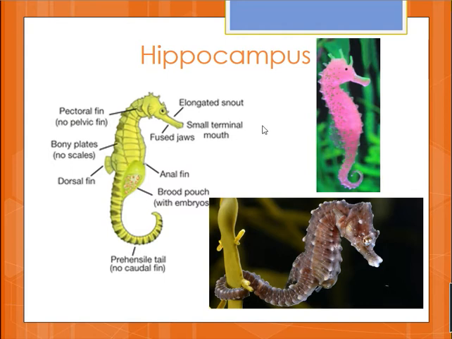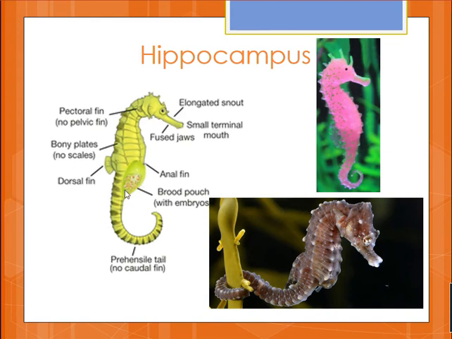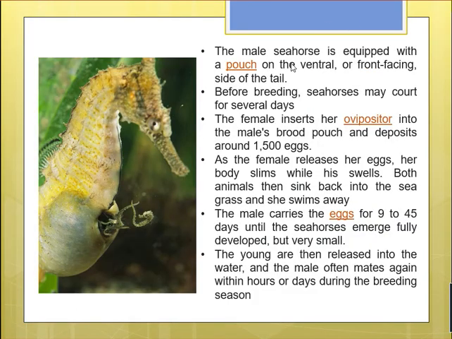Now coming to the breeding behavior of this fish. The sexes are separate. The male seahorse is equipped with a pouch. This is the pouch which is seen on the belly of the male fish, and this is called the brood pouch. It is present on the ventral or front facing side of the tail. I'll show you the diagram. So this is the brood pouch in a male fish, which is absent in a female. Coming back, the male is equipped with a brood pouch.